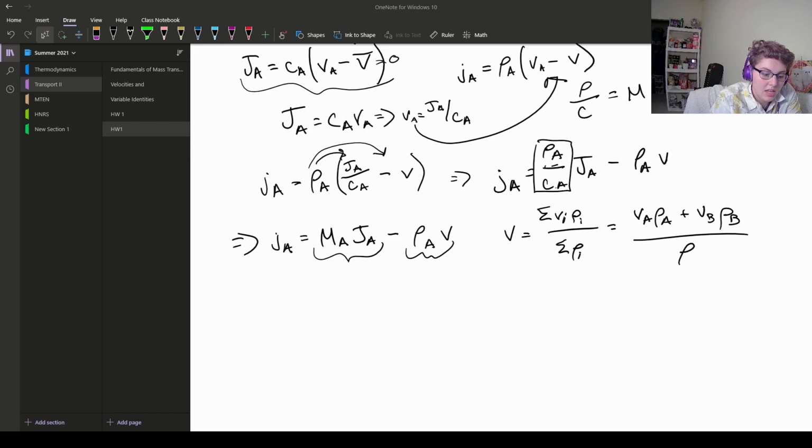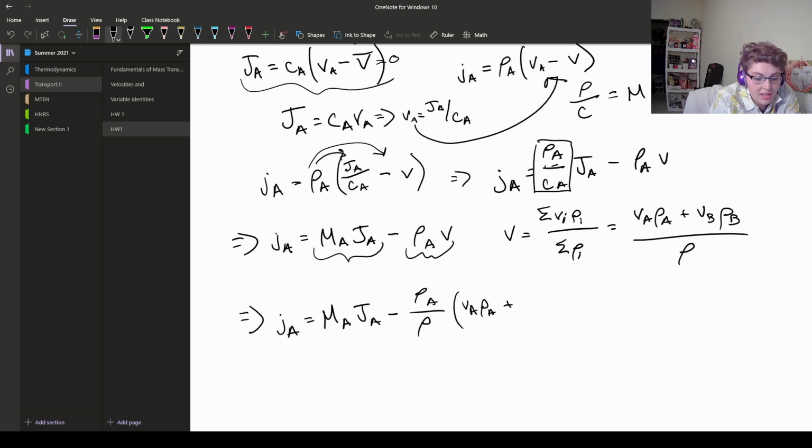So let's go ahead and stick that into our equation. The mass diffusive flux of A is equal to the molecular weight of A times the molar diffusive flux of A minus the mass concentration of A divided by the total mass concentration times the velocity of A times the mass concentration of A plus the velocity of B times the mass concentration of B.